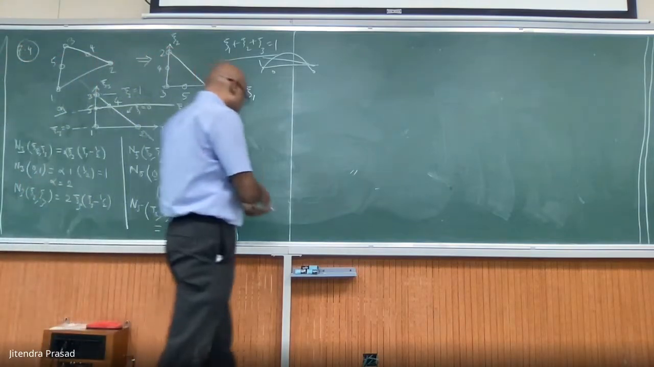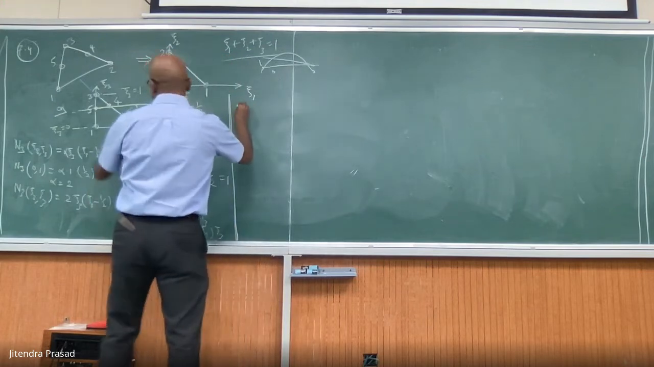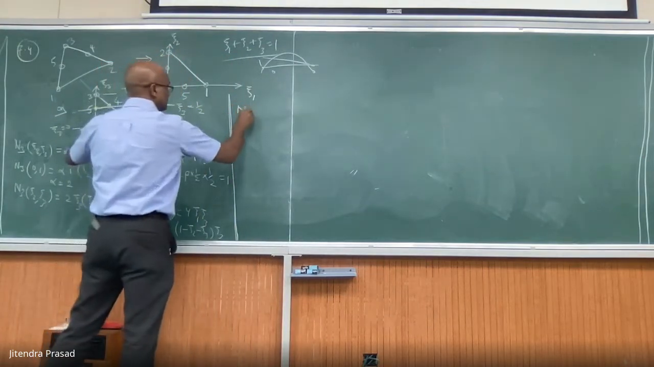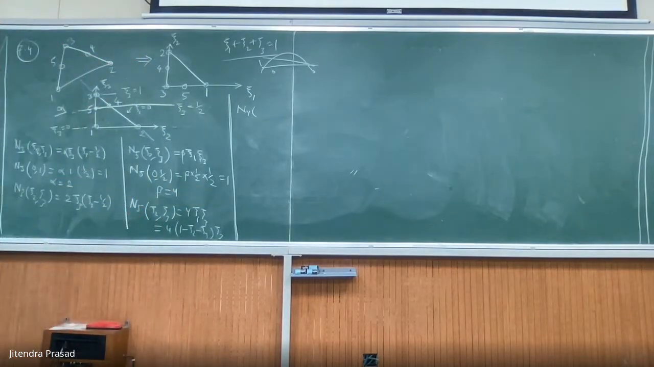Okay, so now N5 is there. Then N3 and N5 don't have to satisfy that thing on the 1, 2 line. Sure.